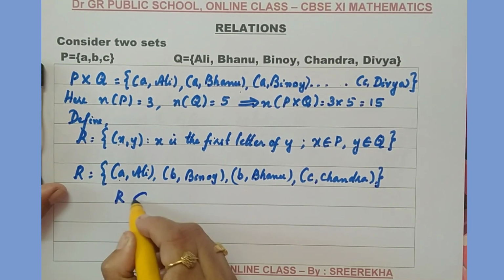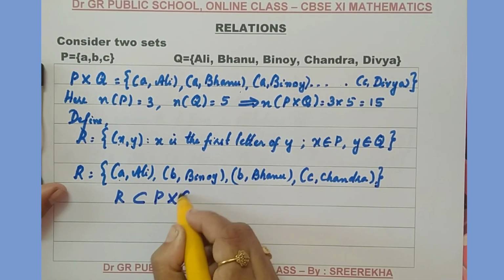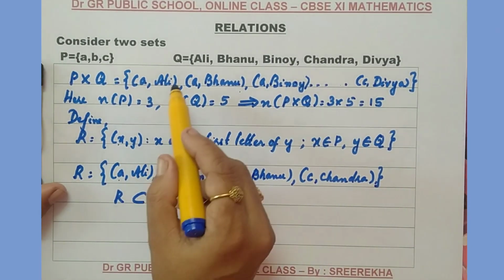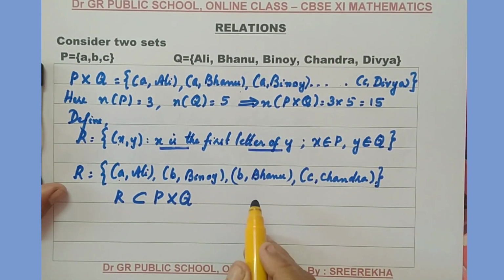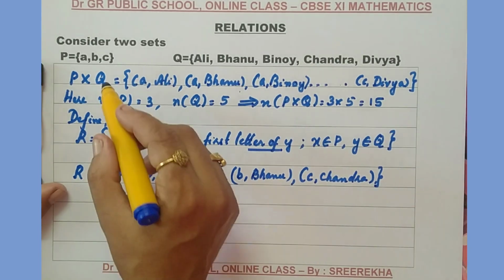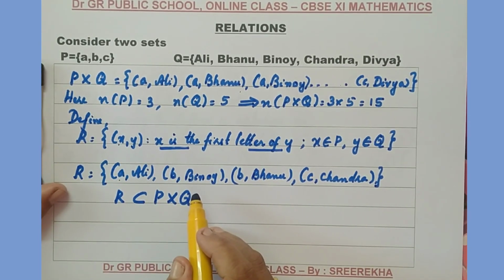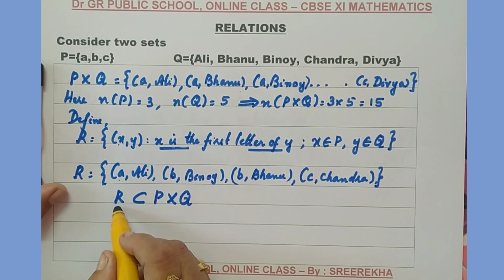So R is actually a subset of P cross Q. Am I right? Only selected elements from P cross Q which satisfy this relation, X is the first letter of Y. This is a relation in P cross Q. Thus you can say that the relation R is a subset of P cross Q.